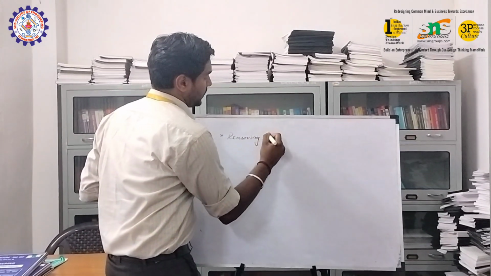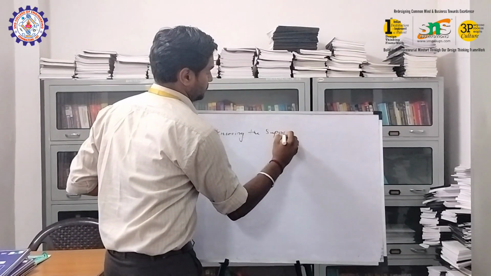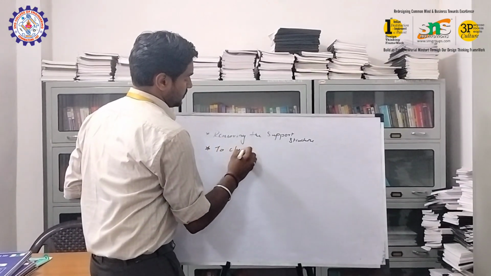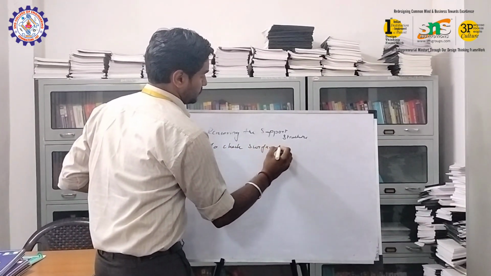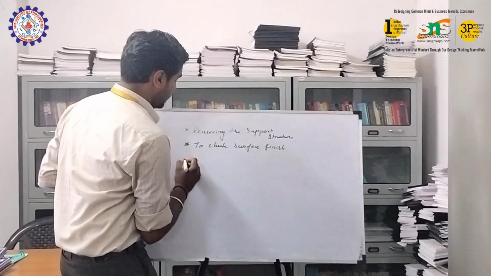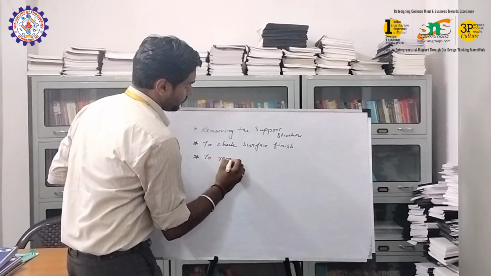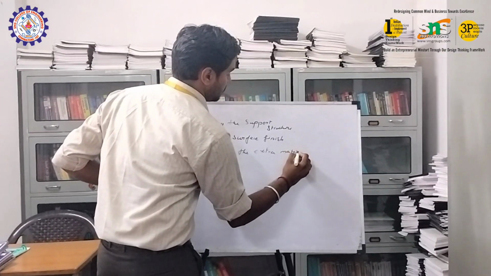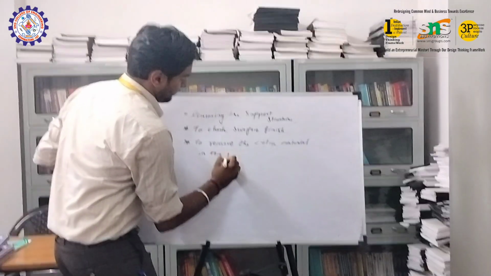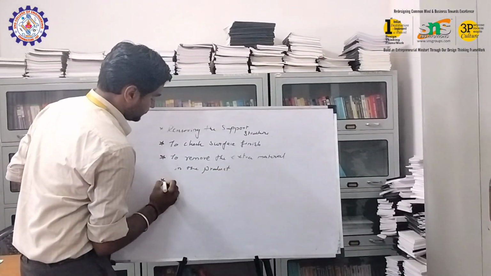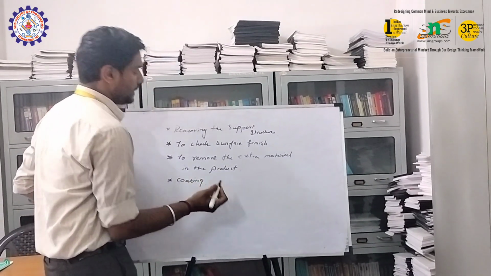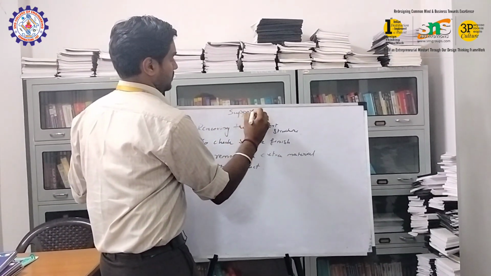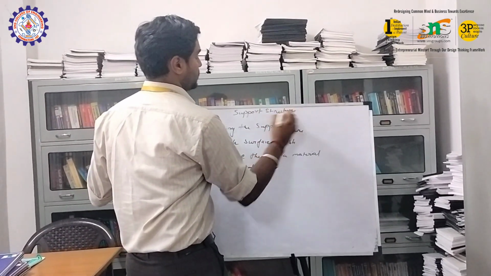First will be removing the support structure. Next, to check the surface finish. Third will be to remove the extra material in the product, and the last will be coating. These are the four major processes of post-processing that have to be carried out.